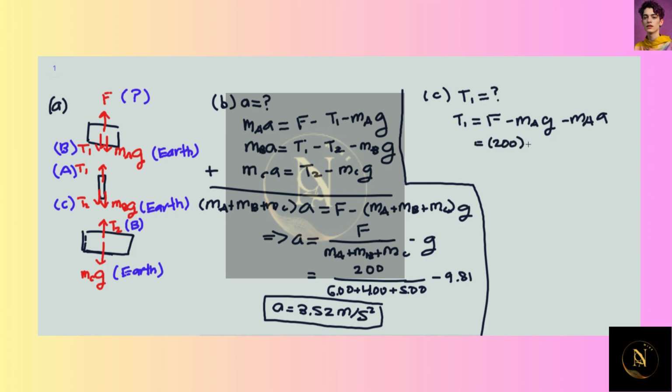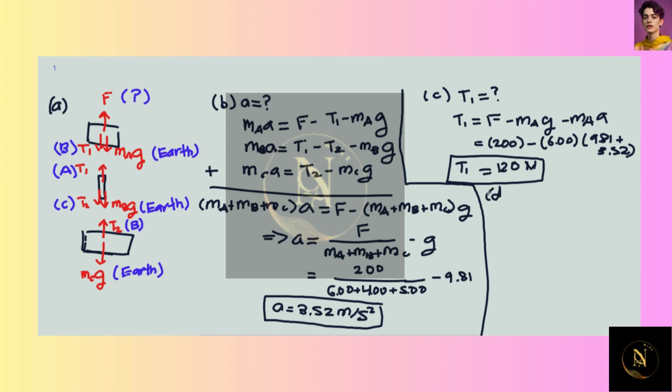Plug in numbers. We know F is 200. We know the mass is 6. And I'm just going to collect some terms and do 9.81 plus 3.52 for the acceleration. And then get a tension force of 120 newtons at the top of the rope specifically.